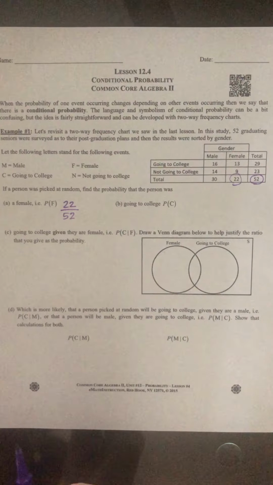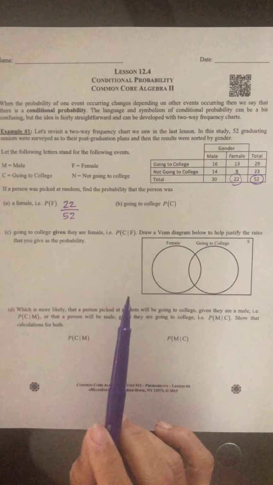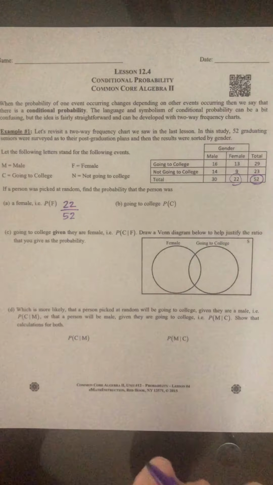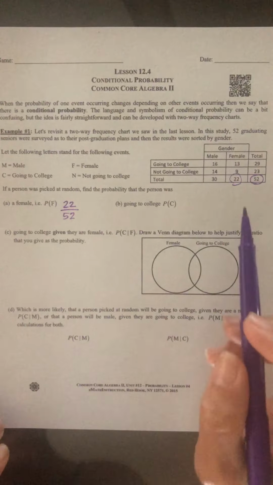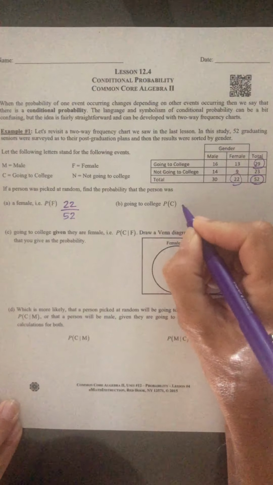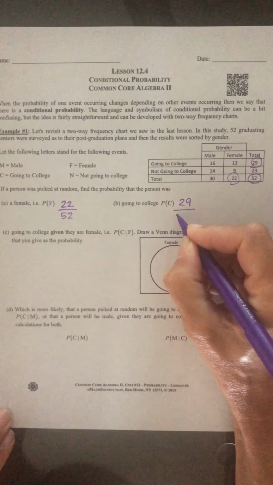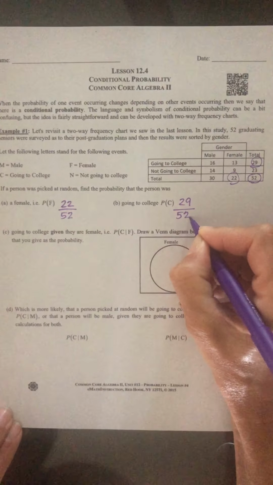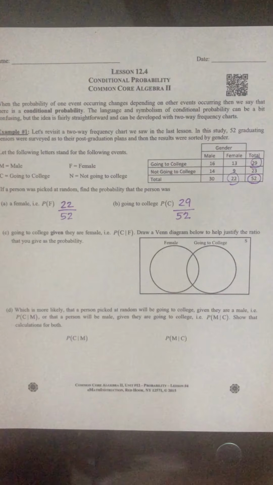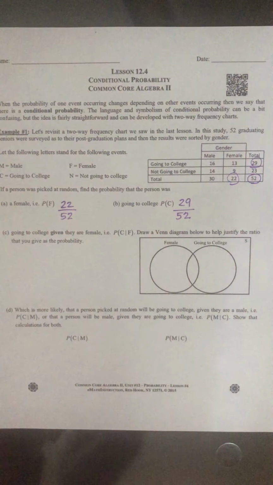All right, let's take a look at how many kids are going to college. Just the idea of going to college would be this row right here. A total of 29 of those graduating seniors are going to college. The total that were surveyed was 52. So nice basic probability, easy peasy.